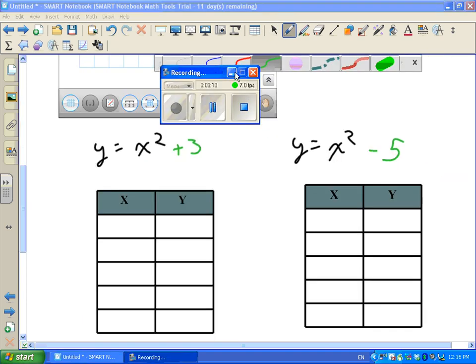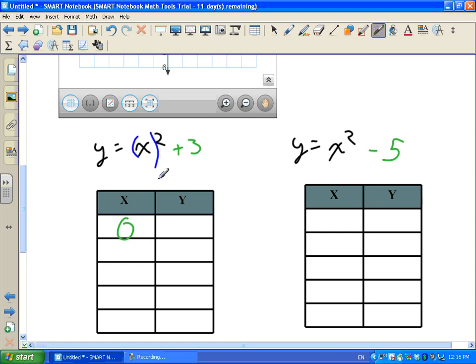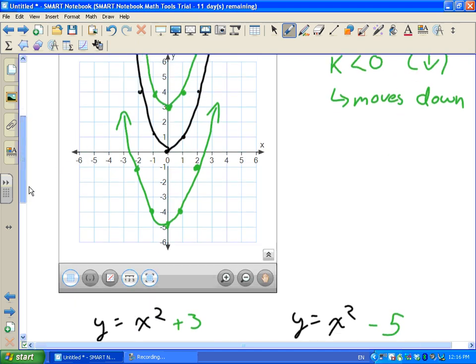Okay, so now we're about to prove it using our numbers. Like we started before, I'm going to start with the number 0. So when x is 0, I plug 0 in for x squared. What's 0 squared? Plus 3. 3. Okay? So here's one of our coordinates, 0 and 3. If we look up 0 and 3, there it is. That's the coordinate we're talking about.